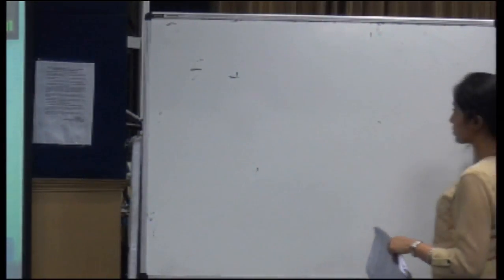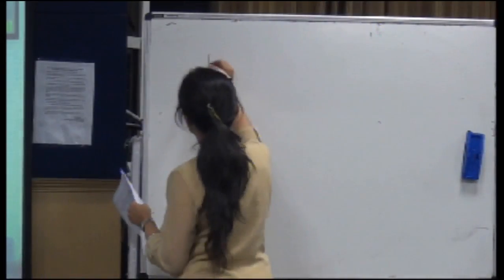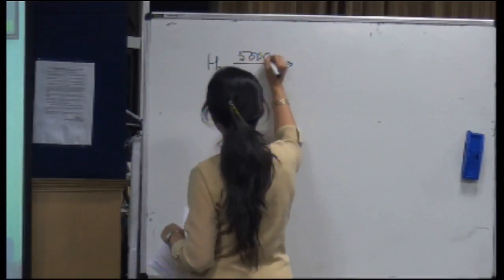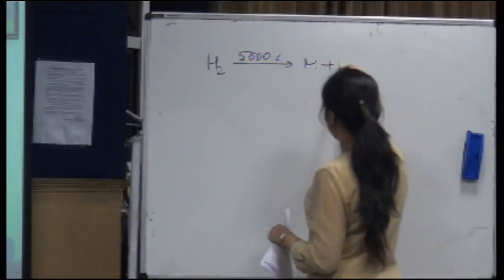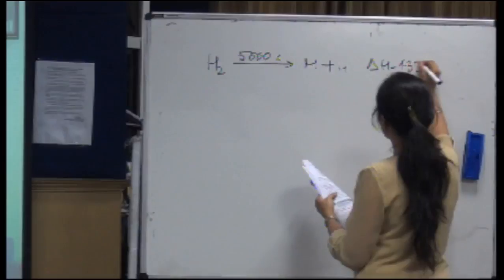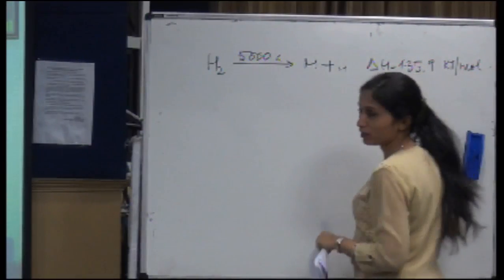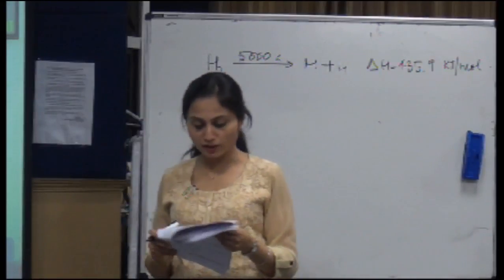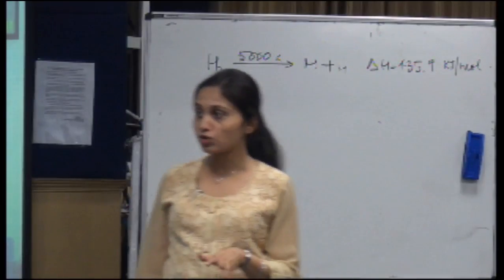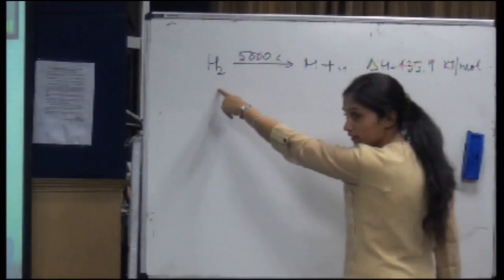When you talk about H2 at 5000 Kelvin, I told you what does it give? H plus H, and here delta H, you can note down the data if you left it blank before. It is 435.9 kilojoules per mole. I told you around 500 kilojoules per mole, it's 435.9. And remember that H2 has a very high bond dissociation energy. Because this bond is broken.